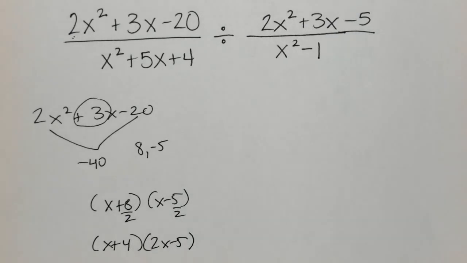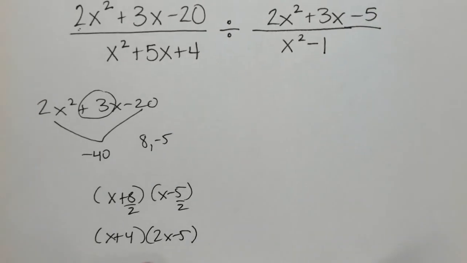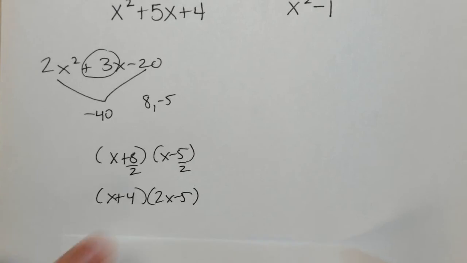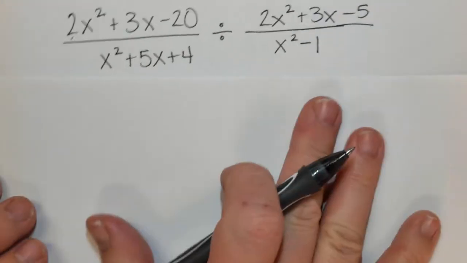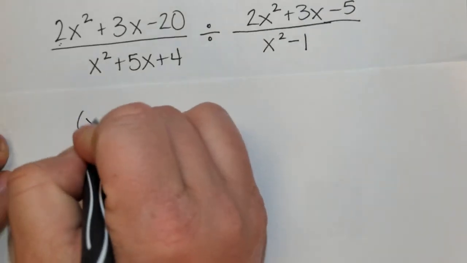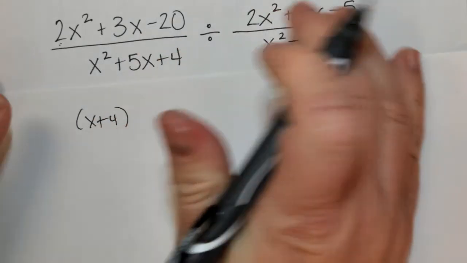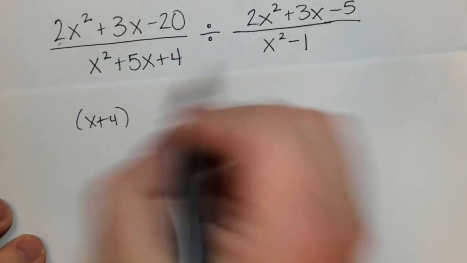I think I'm going to grab another piece of paper here to make it easier. I'm going to write this down. So 4x plus 4 and it was 2x minus 5.